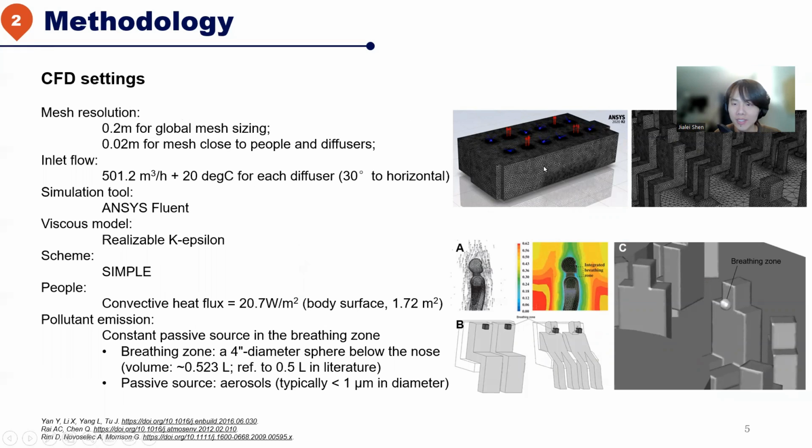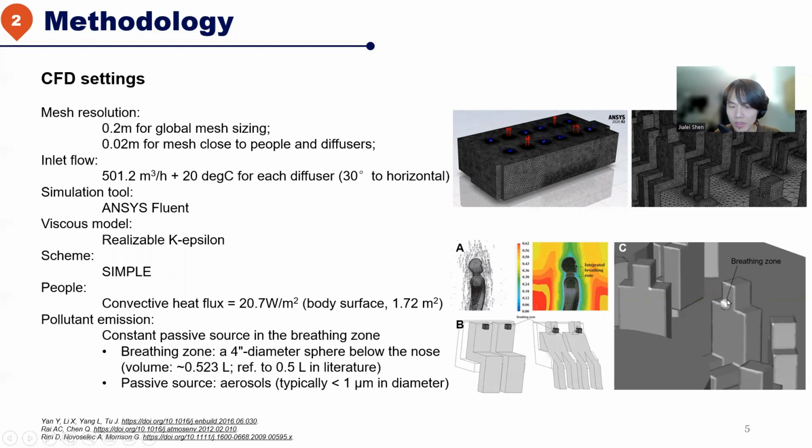We use very fine meshes in these 2 cases, and we use ANSYS Fluent to simulate the result. For the inlet flow, we have 8 diffusers, and each diffuser supplies 500 cubic meters per hour of clean air to the space. The supply air temperature is 26 degrees, and the direction is 30 degrees to the horizontal. For the occupants, we set the surface heat flux as 20.7 watts per square meter, which is from the literature data. For the pollutant settings, we set up a constant passive source in the breathing zone.